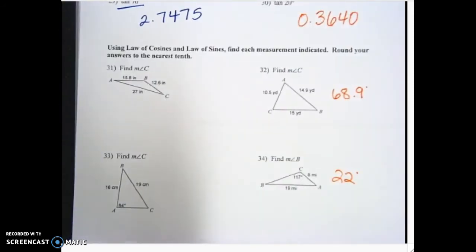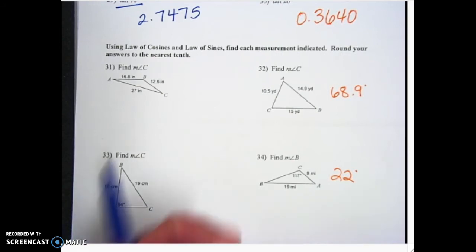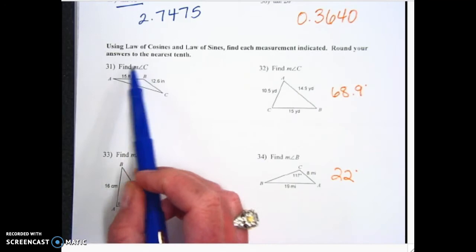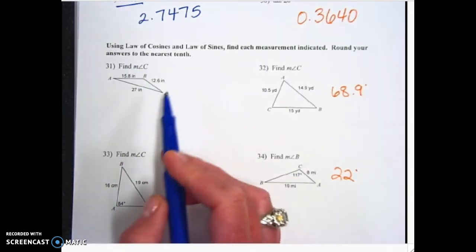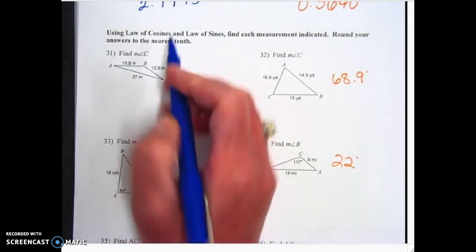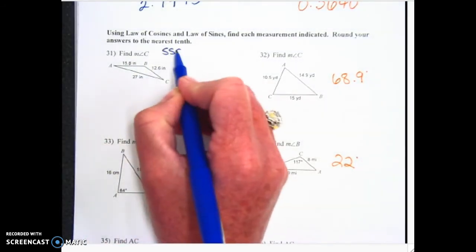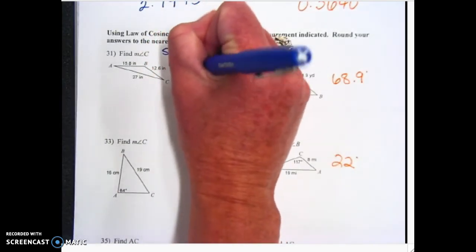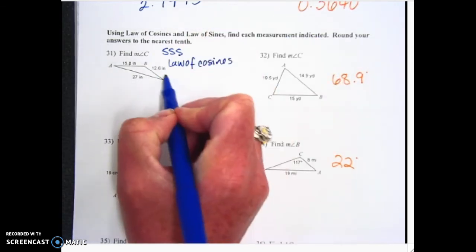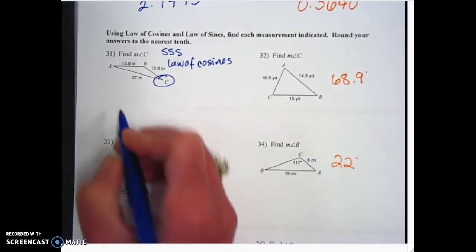Jumping down to number 31, the directions say use the law of sines and law of cosines, find each measure indicated, round your answer to the nearest tenth. So on number 31, they want you to find angle C, but they give you the 3 sides. When you're given 3 sides, you want to use the law of cosines first. And since they're asking for angle C, use the C squared one.